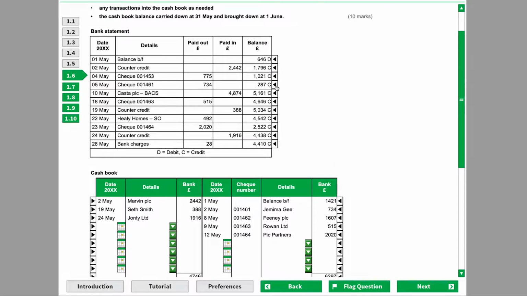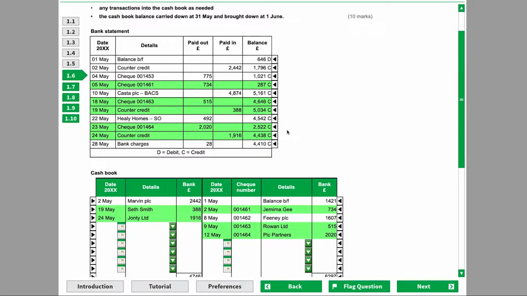So we have 734 and 734, 515 and 515, 388 and 388, 1916 and 1916. We also have 220 and 220.